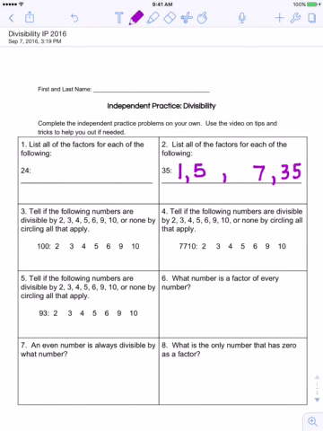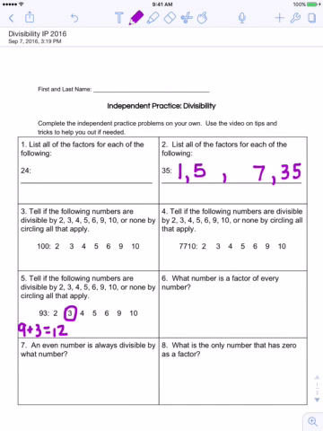Skipping down to number 5, tell if the following numbers are divisible by 2, 3, 4, 5, 6, 9, 10, or none by circling all that apply. So for the number 93, I know that 2 is not going to go into 93 evenly because it is not an even number ending with the 0, 2, 4, 6, or 8 on the 93. I do know that it's divisible by 3, and you can show your thinking by saying 9 plus 3 is equal to 12, and then I know 12 is divisible by 3.